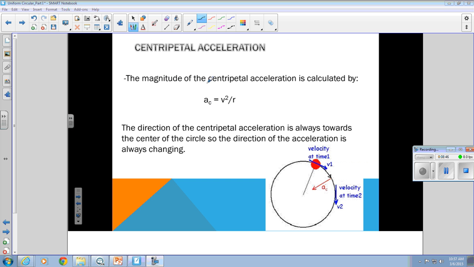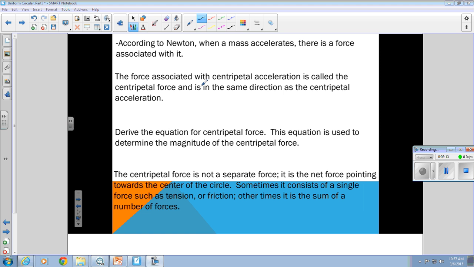So just quick review, the magnitude of the centripetal acceleration is calculated using this equation. The direction is always towards the center of the circle, and if you notice, that acceleration is always going to be changing also. Okay, so the velocity direction is always changing, and so is the centripetal acceleration always going to be changing as well.